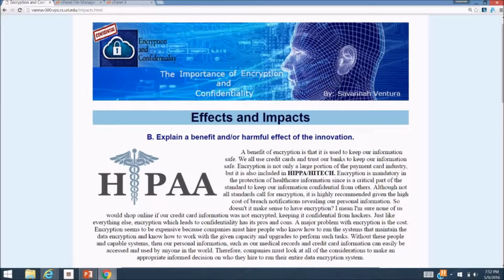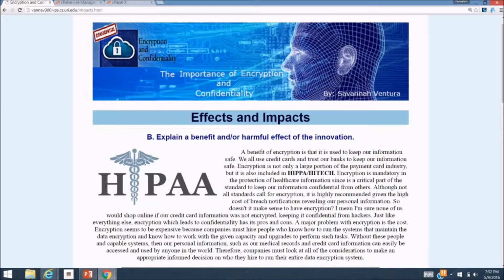Encryption is mandatory in the protection of healthcare information since it is a critical part of our standard to keep our information confidential from others. Although not all standards call for encryption, it is highly recommended given the high cost of breach notifications revealing our personal information. So doesn't it make sense to have encryption?